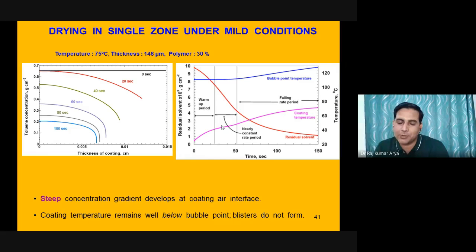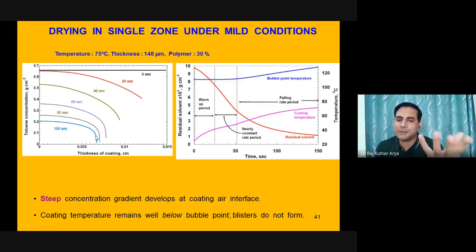If you are talking about toluene, its boiling point is how much? Nearly 110. Yes, sir, nearly 110. So you can take the example of 50 also. 50 will take further more time, just to reach a steep concentration profile, or let's say nearly zero concentration on top. You can take 50.